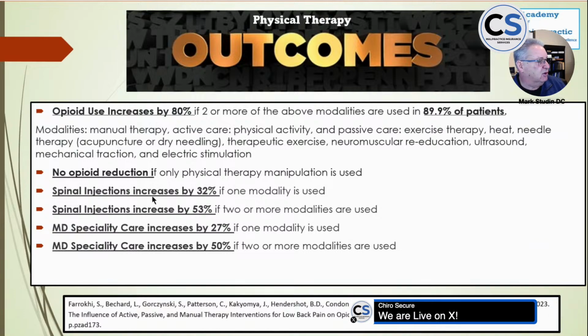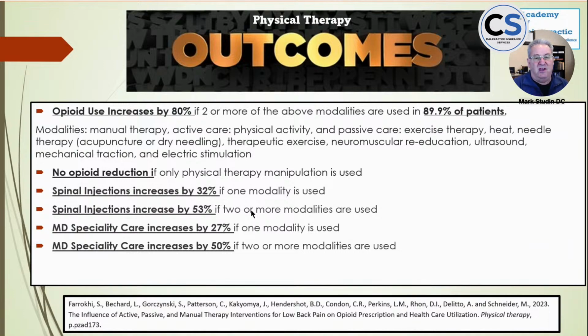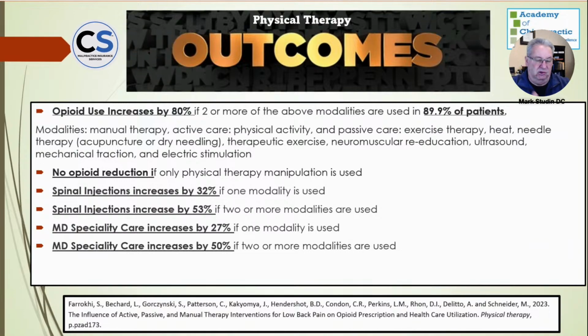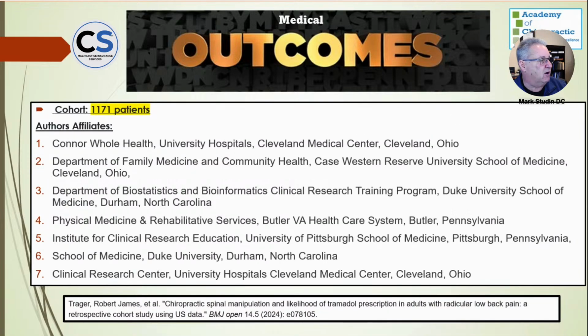But the answer is a spinal injection is increased by 53% if they do an arthrokinematic maneuver or manipulation with exercise. So you have injections go up, MD specialty care, which is surgery. All of these things go up, but here's your marker. If just a manipulation is done with exercise, opioids increase by 80% in 90% of the patients. That's unconscionable. That's what physical therapy does.